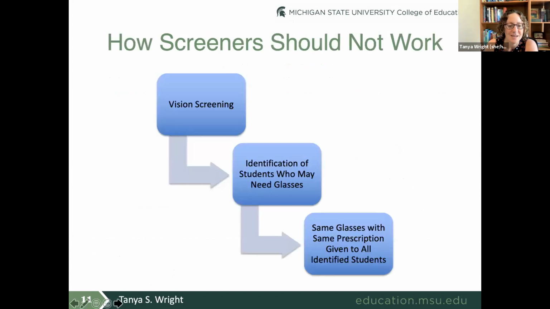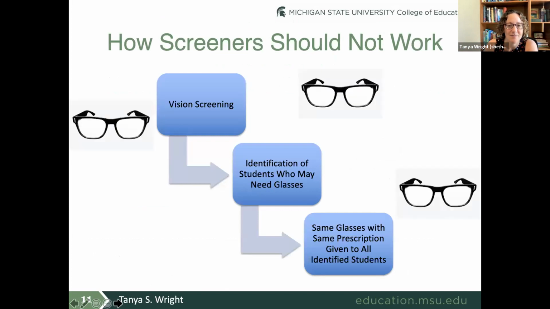Okay, so just a reminder that if we gave all kids the same glasses based on a vision screener with the exact same prescription, that would be considered malpractice, right? Anyone who took a school vision screening and couldn't see just got handed a pair of glasses. The same is true in education, right?